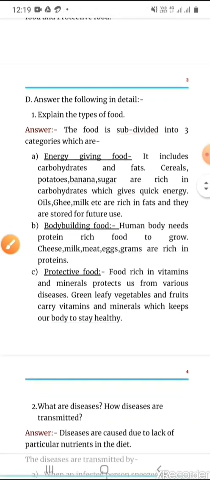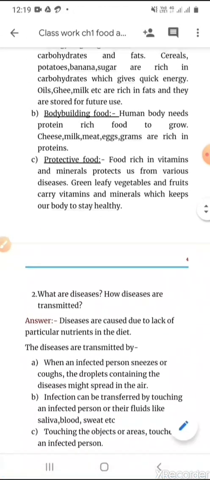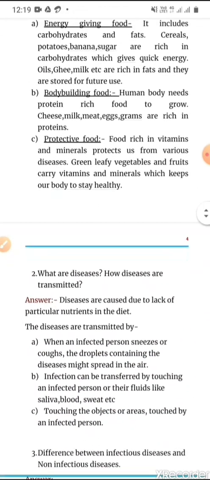Now second question. What are diseases and how are diseases transmitted? It means you have to first give the meaning of diseases and then you have to tell how these diseases are transferred, spread or transmitted.